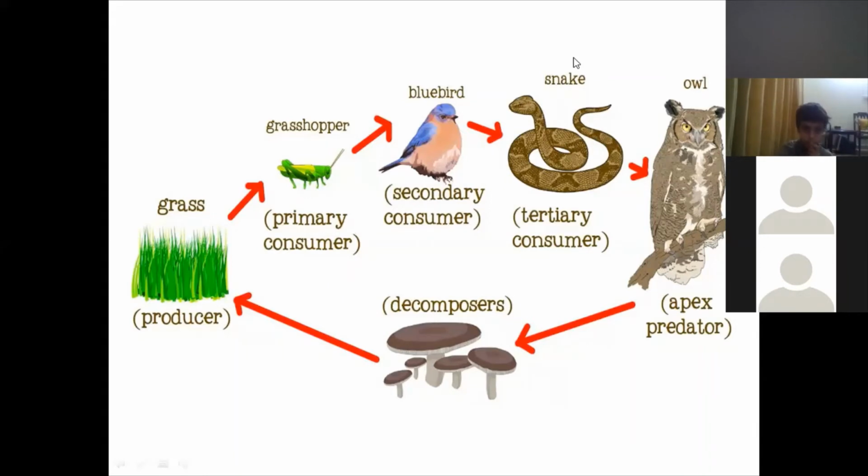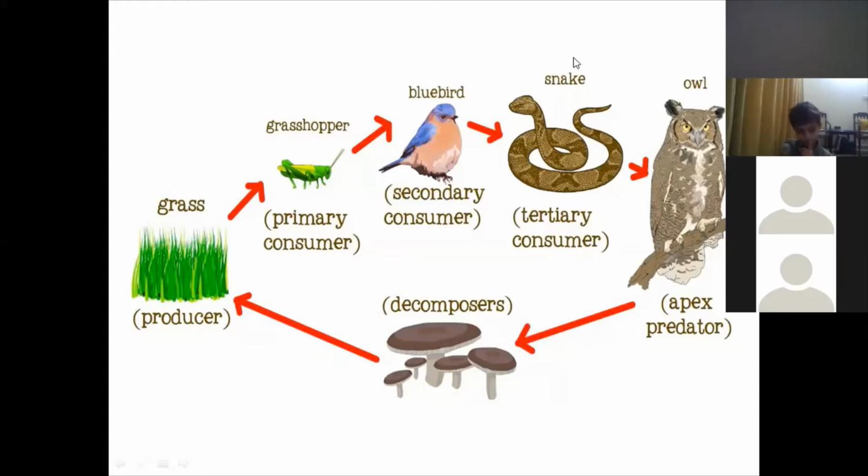Coming towards the bluebird, who eats the grasshopper, is known as a secondary consumer on the second stage. For the third stage, who is going to eat this bluebird? A snake is going to eat it. And so the snake is the tertiary consumer. And now that snake is going to be eaten by an owl, right? Now, owl is an apex predator. What does that mean? It means there are certain animals that cannot be eaten by any other animal, right? But that does not mean that they do not contribute to this food chain. They do it. Like, how do they do it?